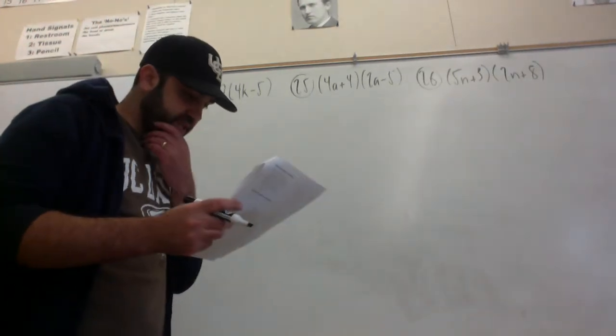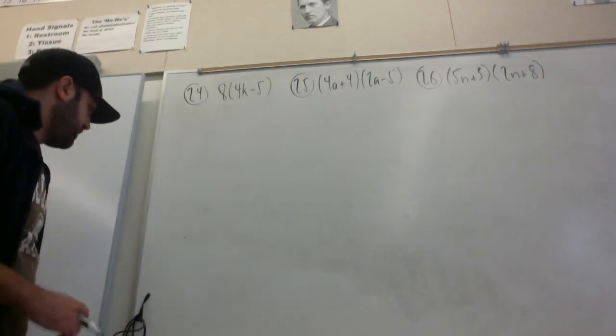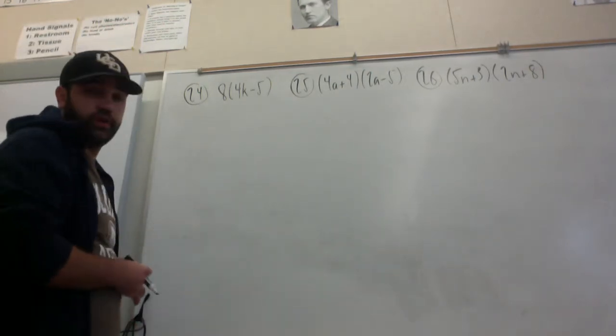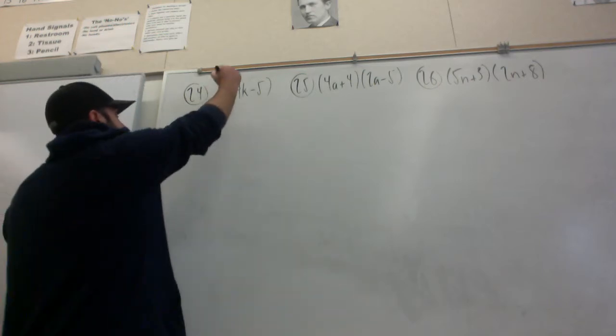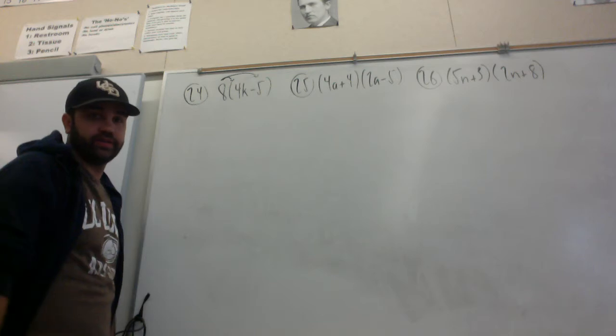25 and 26. Find each product. So we're just multiplying here. You can look at these all a couple of different ways. For number 24, you could just use the distributive property. That's probably going to be the simplest thing you can do here. You're multiplying 8 times everything inside the parentheses.